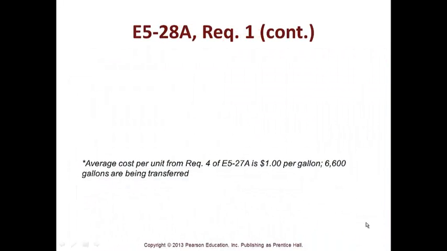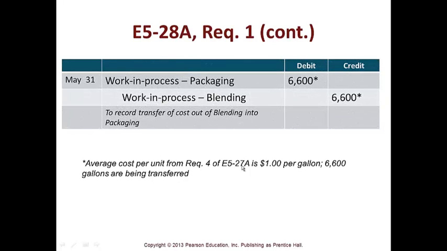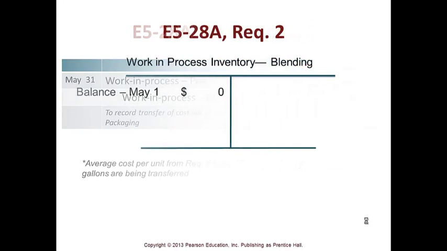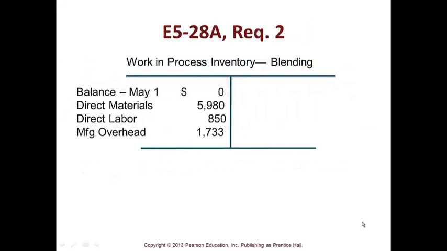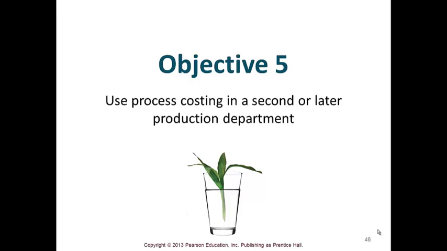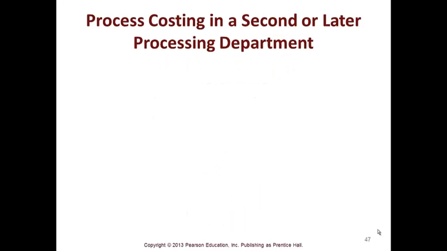And then the average cost from E5-27A they give you is $1 per gallon. So you're transferring 6,600 gallons. So here's your work in process going from blending to packaging. And here is your T account. So once again, the total debit left in work in process inventory is 1963 after all the pieces are moved through work in process. Objective 5 is use process costing in a second or later production department.